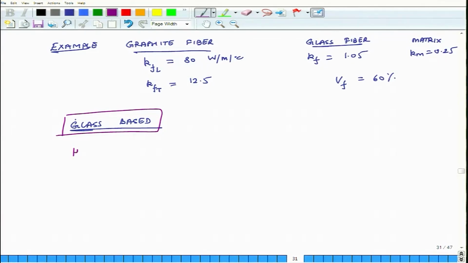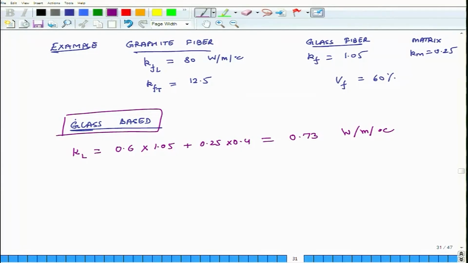So, KL is equal to 0.6, which is volume fraction times its conductivity 1.05 plus 0.25 into 0.4, and that gives us 0.73 watts per meter per degree centigrade.